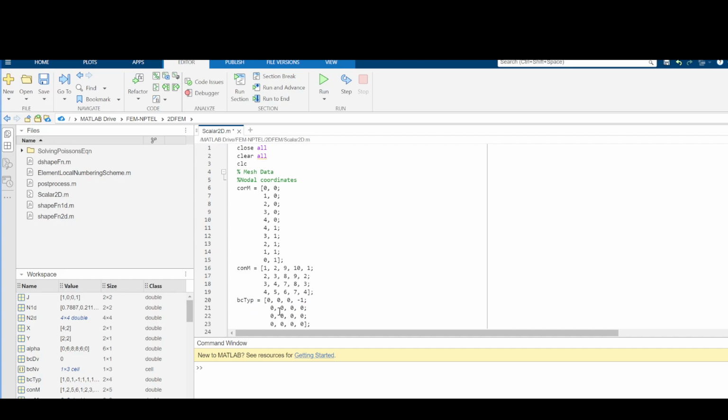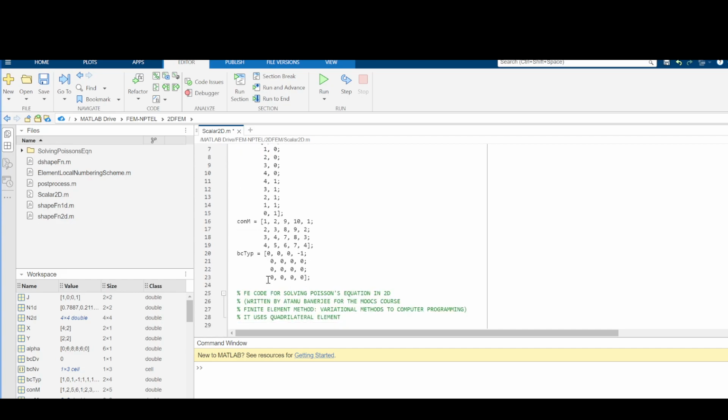Okay, so for the third phase again, we don't have any boundary condition on any phase. Then for the fourth element, we have 0 at first, and we have a Neumann boundary condition at the second phase, and then no boundary condition in the third and no boundary condition in the fourth phase.